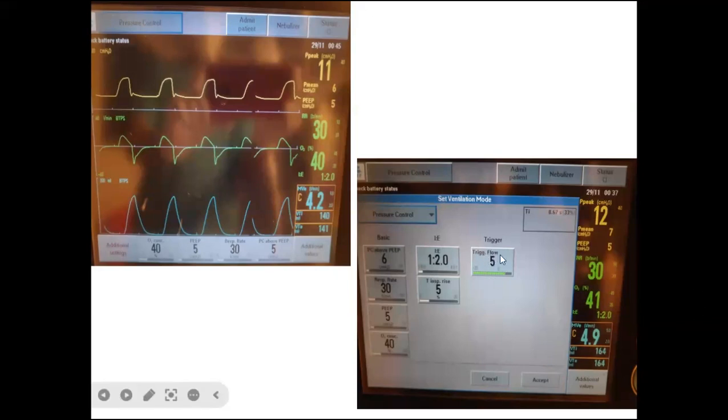Other parameter, what is this? Flow trigger, pressure trigger here now. If you have a plus number, it is flow trigger. If you have a minus number, it is pressure trigger. That's why it's very simple. Here it is flow trigger because the number is positive.